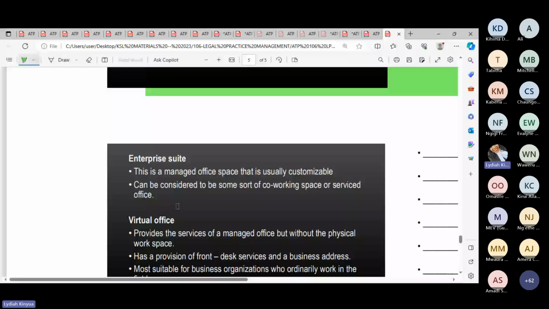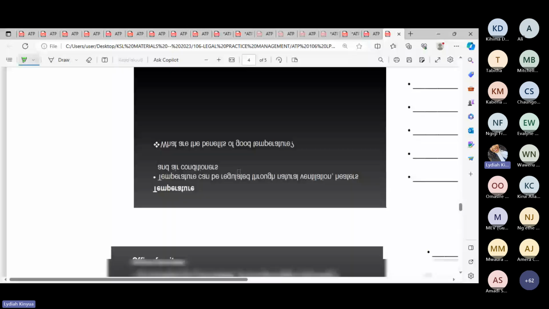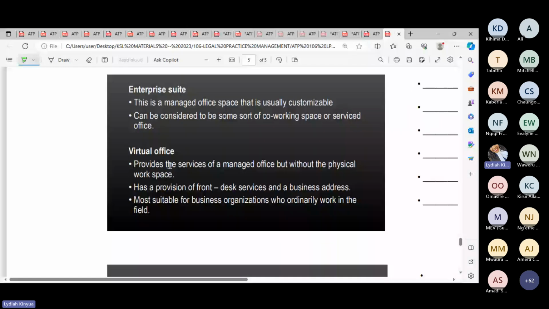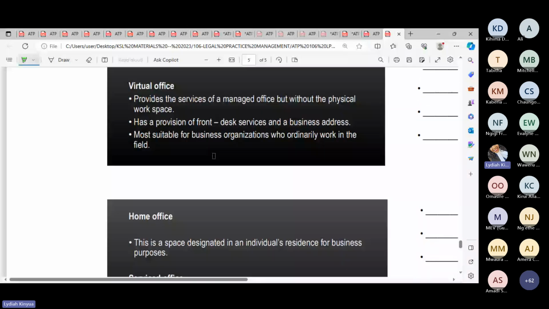You remember we were talking about types of offices, and we mentioned three. These are an extension of types of offices. Other types can be virtual. It can be a virtual office. This is where you have services of an office without the physical workspace. So a virtual office provides services of an office without a physical workspace.